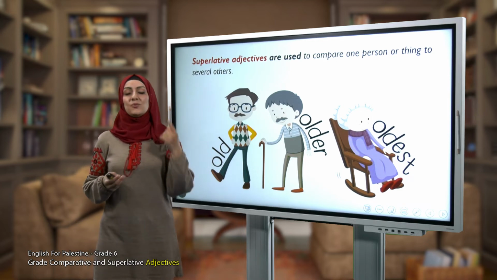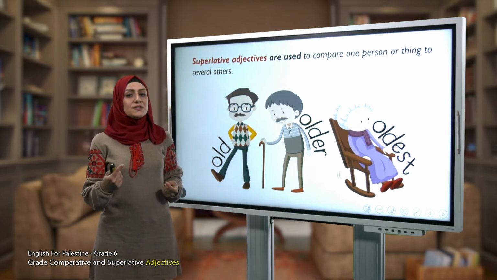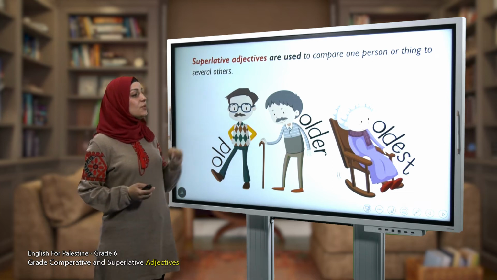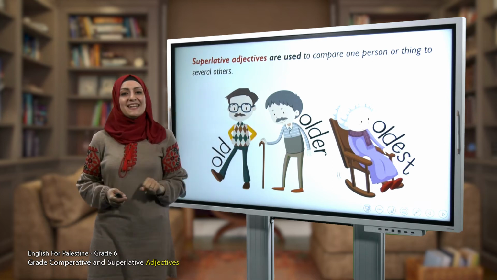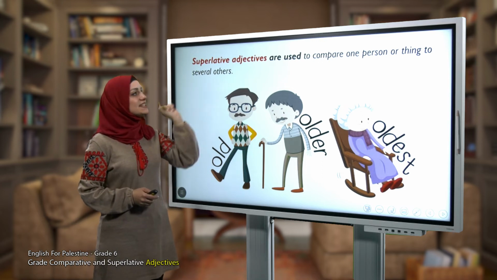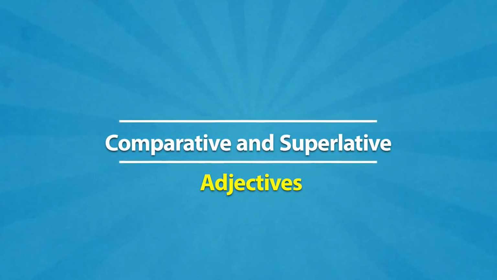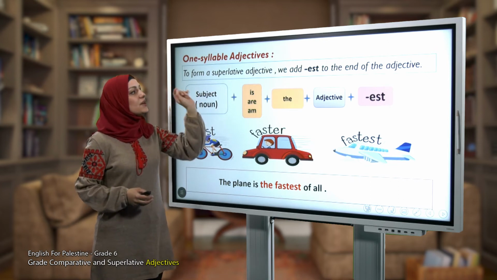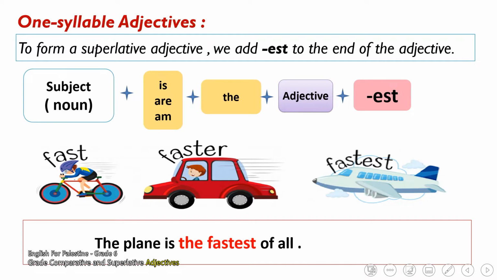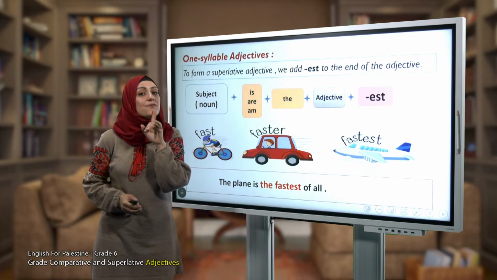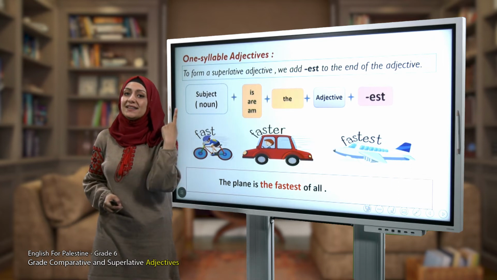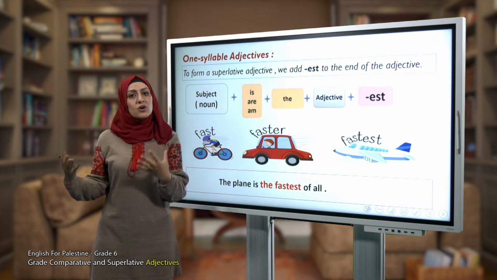Here we use the superlative adjective. Superlative adjective is when we compare one thing or one person with a group of things or a group of people. Here we compare the lady with two men, and that's why we use the superlative adjective. Let's have more practice. To form a superlative adjective, we add est to the end of the adjective if the adjective is short or if the adjective has only one syllable, like nice, tall.